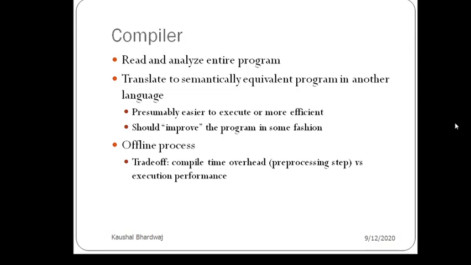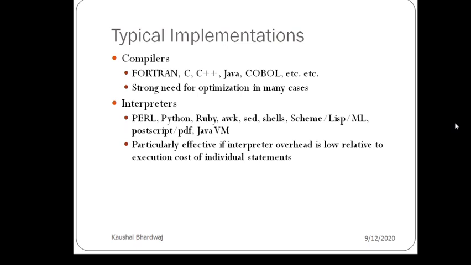Offline process means there is a certain trade-off between compile time overhead versus execution performance. So, for compilation, it will take some time. If you want the execution to be faster, in that case, you should go for compilation, rather than the interpreter. If you can give some time for compilation, then after that it will execute faster. That is it. Now you will see some implementations.